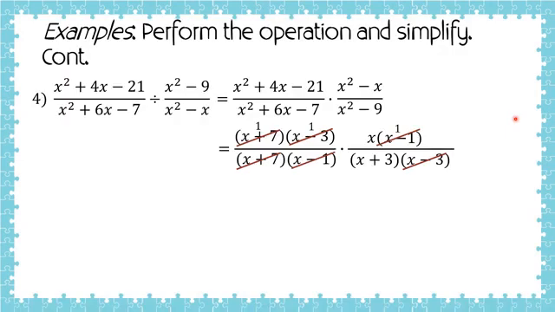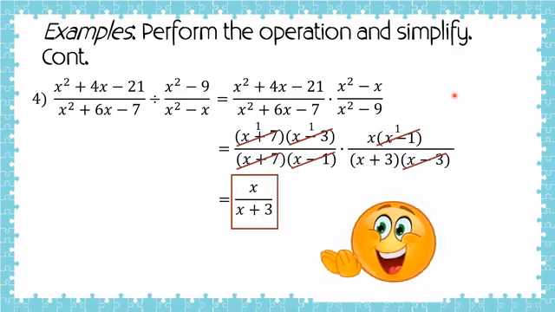If none, let's proceed with simplifying the remaining factors in the numerator. So you only have 1 times 1 times x times 1, that is x. And in the denominator, you only have x plus 3. So that is now your final answer.